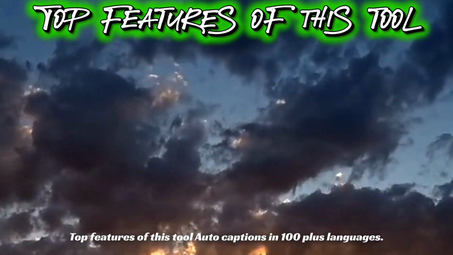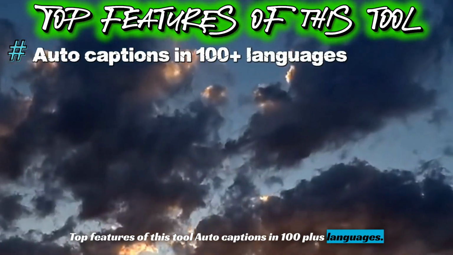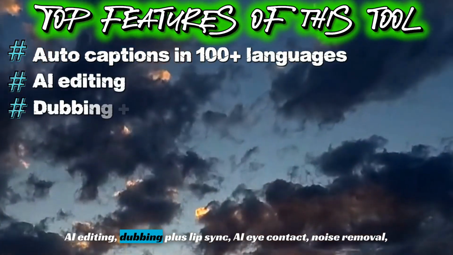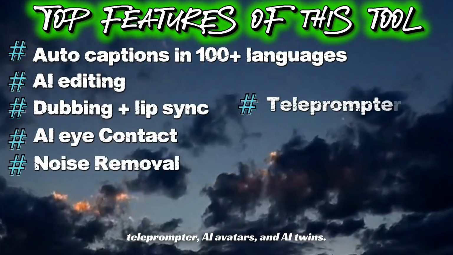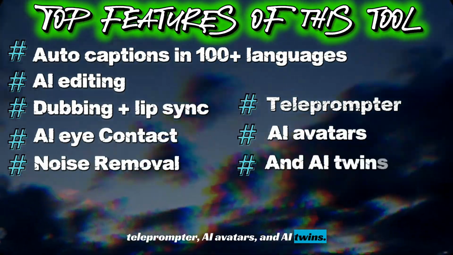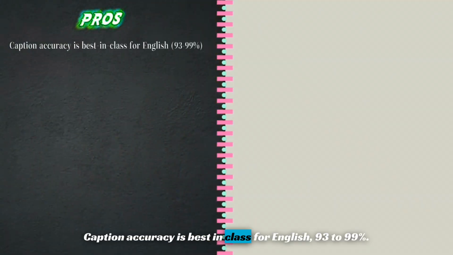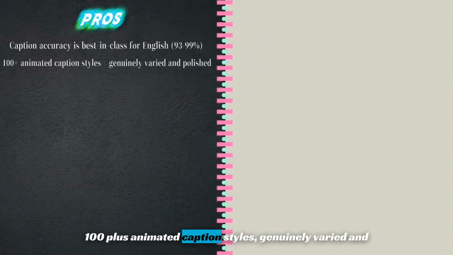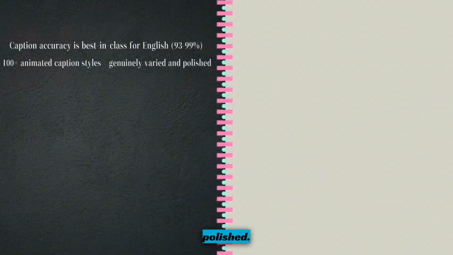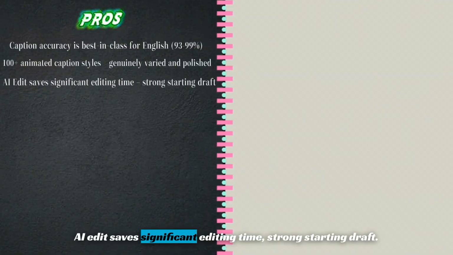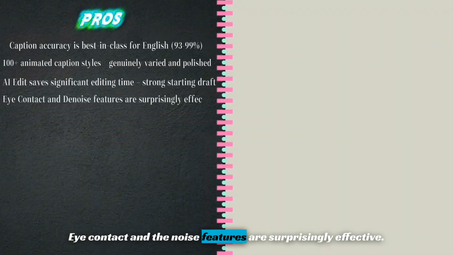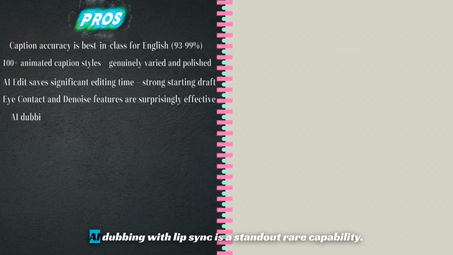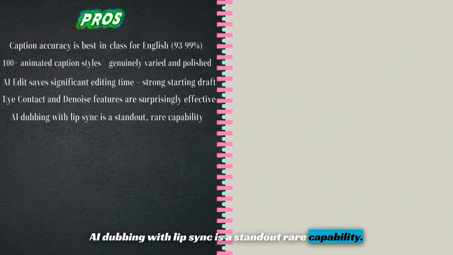Top features of this tool: auto captions in 100 plus languages, AI editing, dubbing plus lip sync, AI eye contact, noise removal, teleprompter, AI avatars, and AI twins. Caption accuracy is best in class for English, 93 to 99%. 100 plus animated caption styles, genuinely varied and polished. AI edit saves significant editing time, strong starting draft. Eye contact and DeNoise features are surprisingly effective. AI dubbing with lip sync is a standout rare capability.